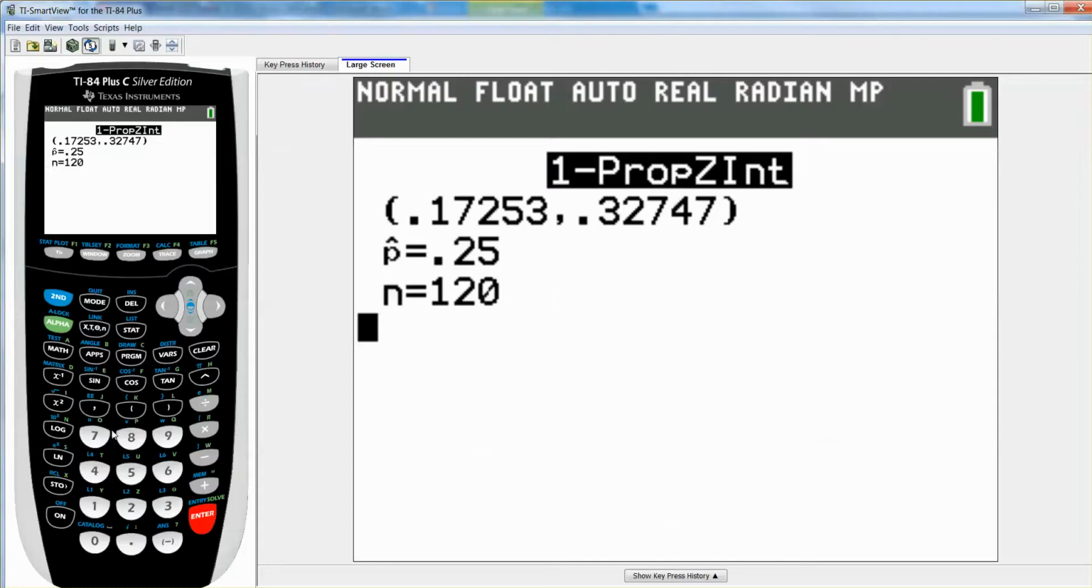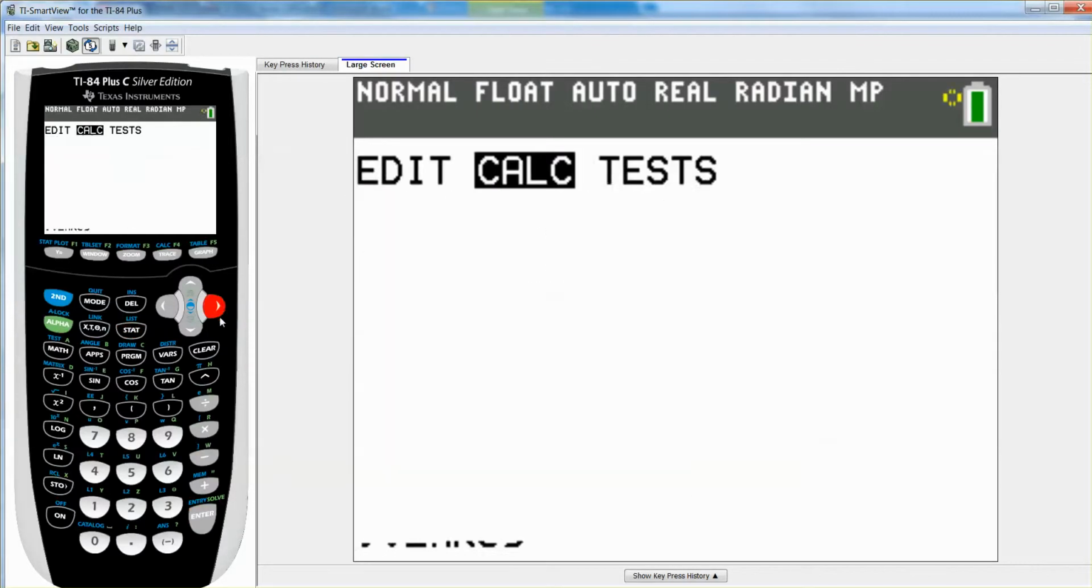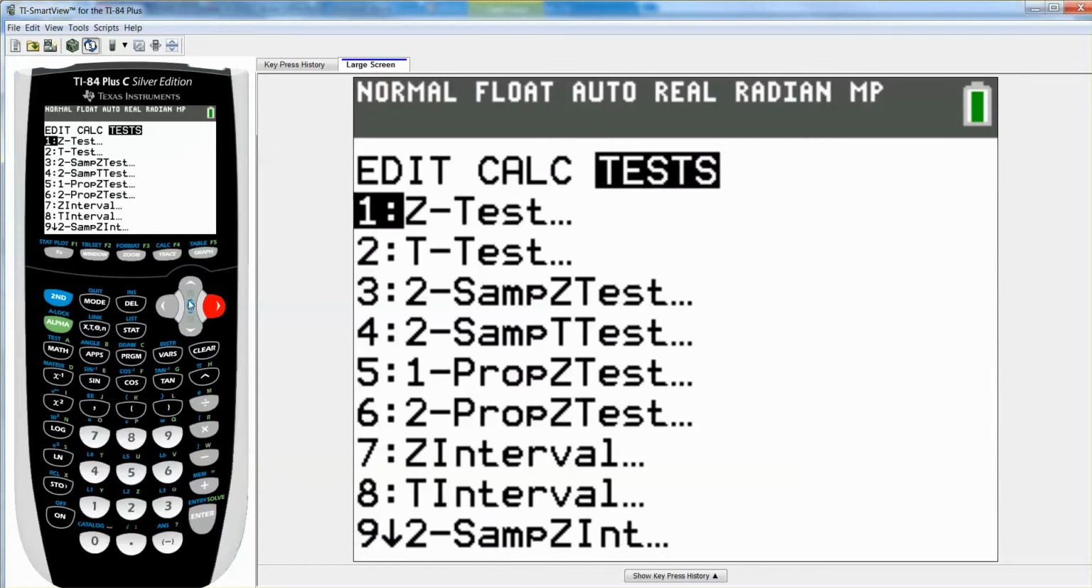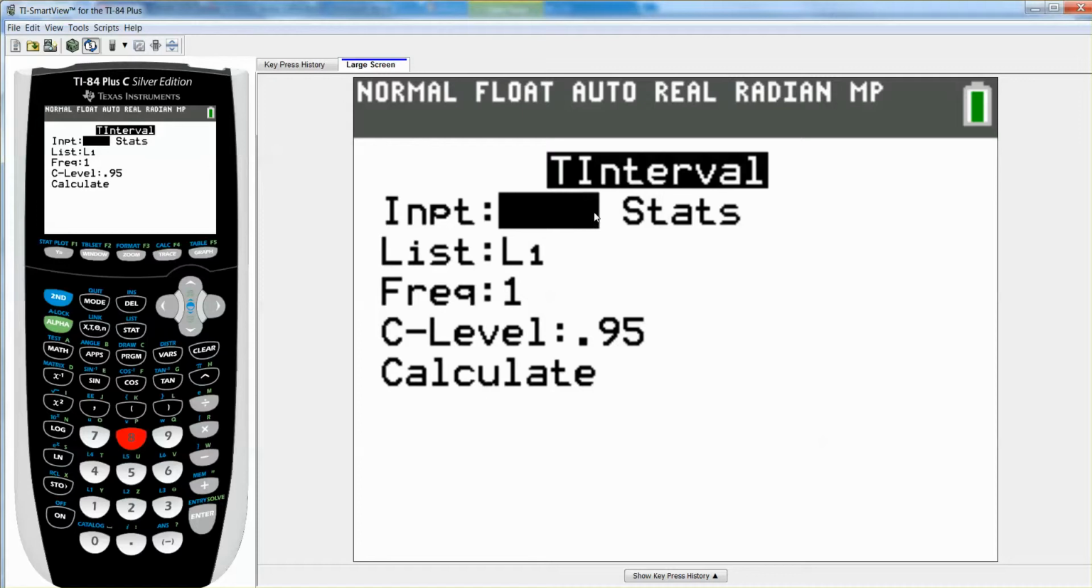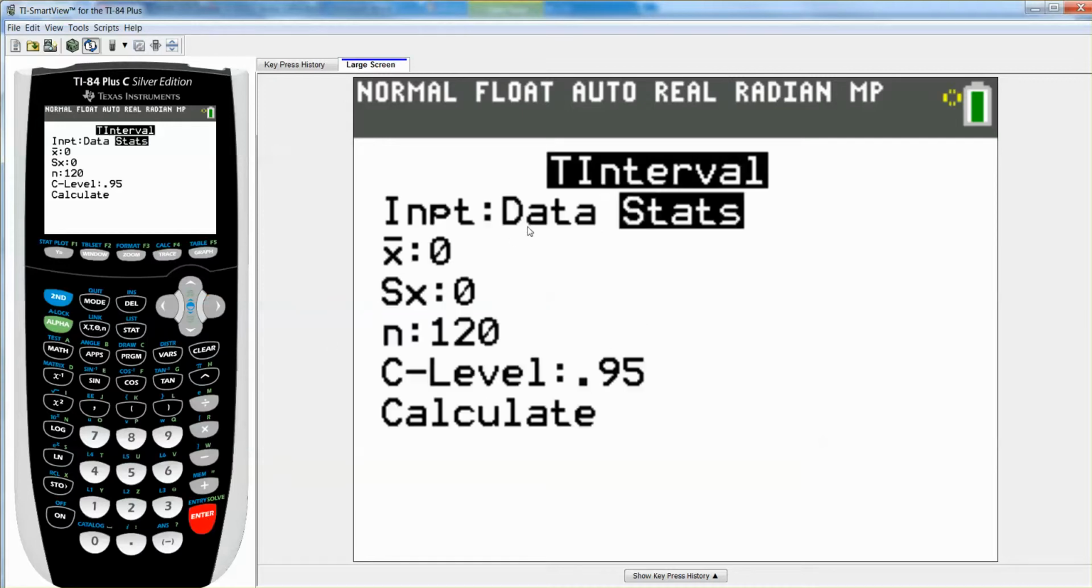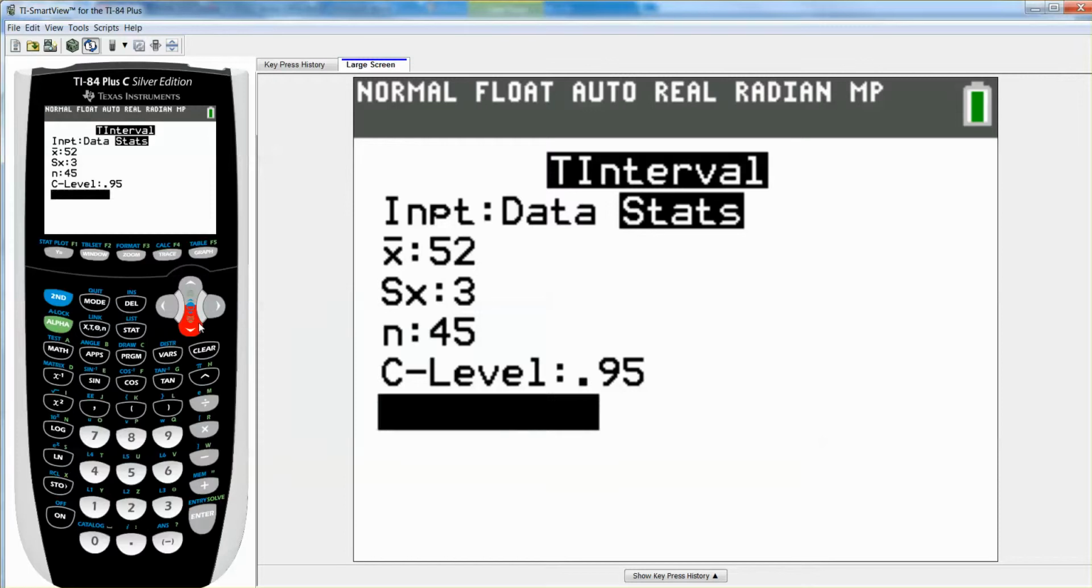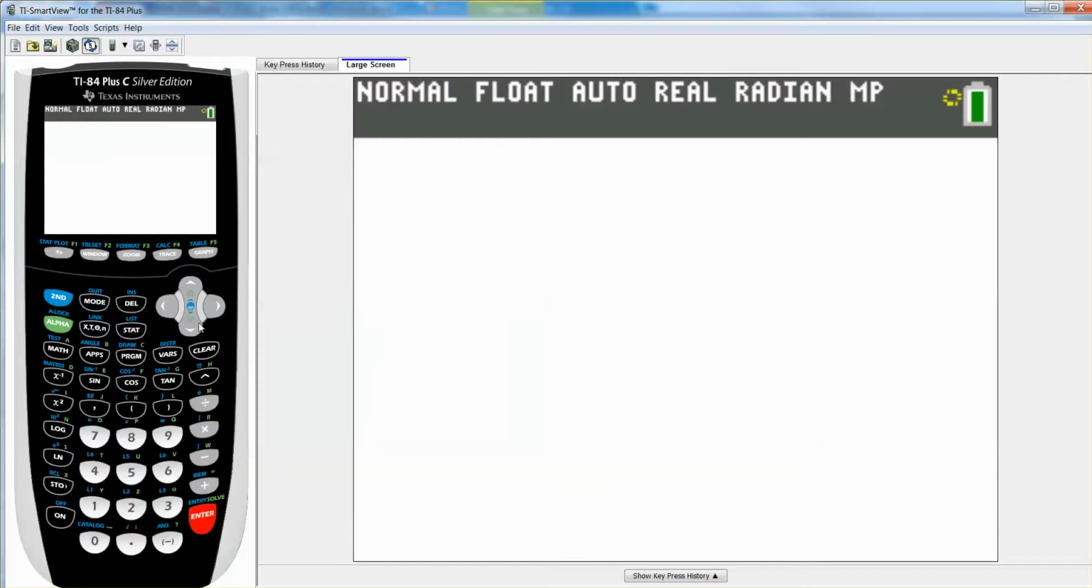So if I go to stat, tests, number 8 is the one. So if I grab 8, which is t interval, you have a choice: data, if you actually entered a column of data into your calculator, or stats, if you just have the statistics. Like x bar is, I'm just going to make it up, 52, and the standard deviation is 3, and my sample size was 45, etc. Then you would go down to calculate and press enter like that.